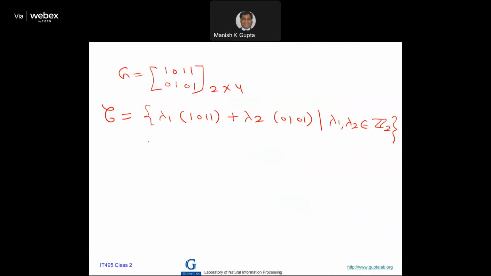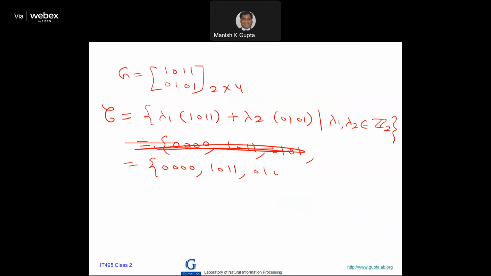So that means, obviously, you can see that 0, 0, 0, 0 will be one vector, 1, 0, 1, 1 will be another vector, 0, 1, 0, 1 will be another vector, and then we have 1, 1, 1, 0. Do you agree? These are all the vectors you will get by taking lambda 1 and lambda 2 as 0 or 1, right?